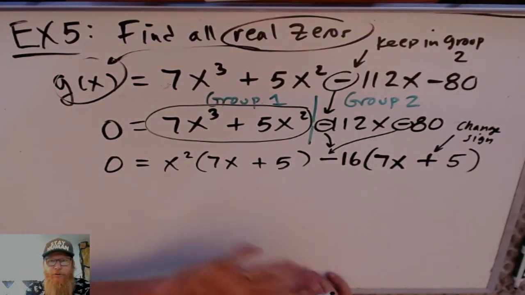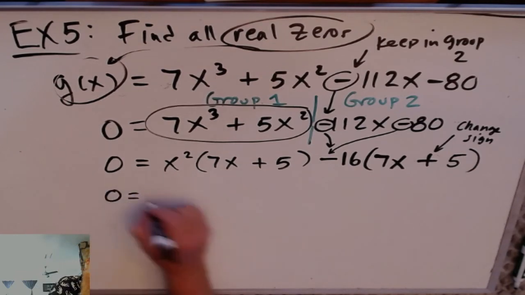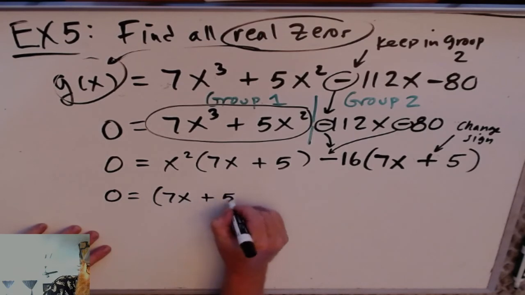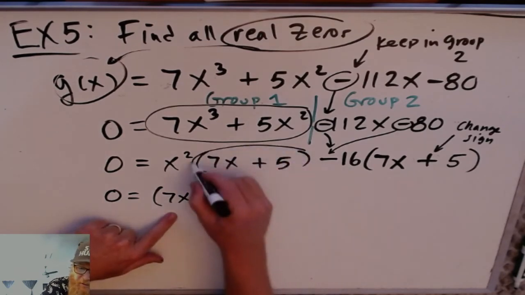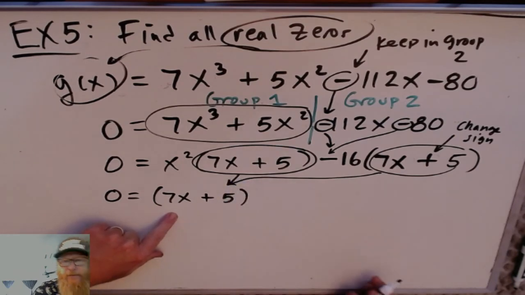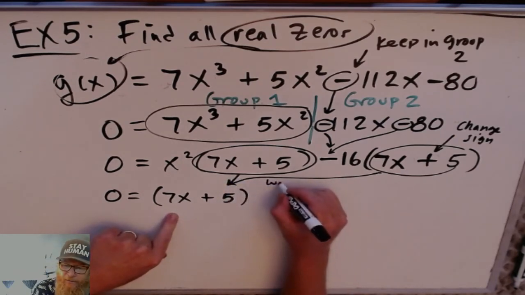Okay. Now, when you do grouping, you take the common group and you write it only once. All right, only once.